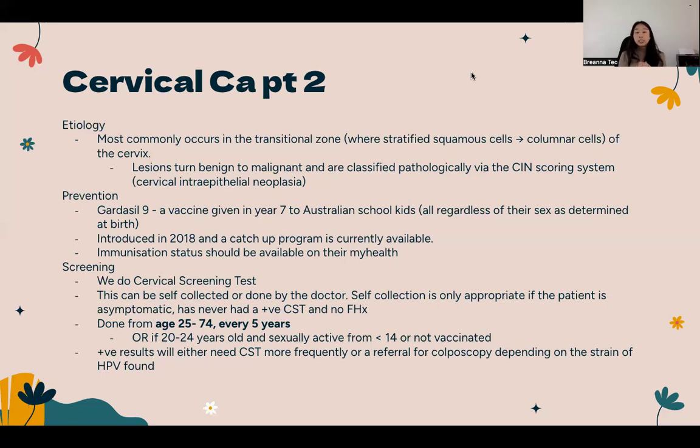When you do a CST that's self-collected, it only tells you if HPV is positive or not and doesn't actually tell you the strain. So if that comes back positive, then the patient will have to do a CST at the doctor's. And when that one comes back, depending on what that shows, whether it's a higher risk HPV, so 16 or 18, versus a different type of HPV, that determines what happens after that.